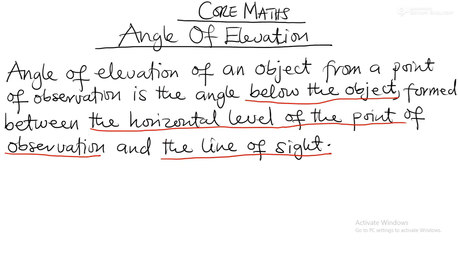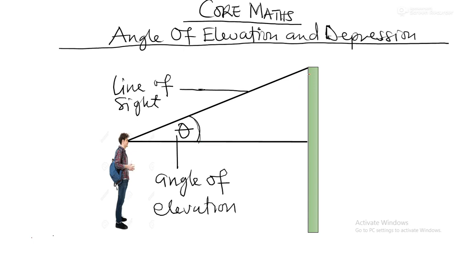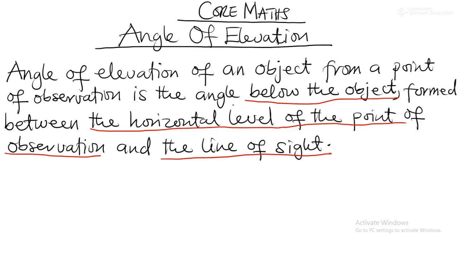So it is an angle which is below the object. When we look at the illustration, you realize that the object is the top of the pole. And the angle of elevation is below the object. Good. So below the object, formed between the horizontal level of the point of observation and the line of sight.